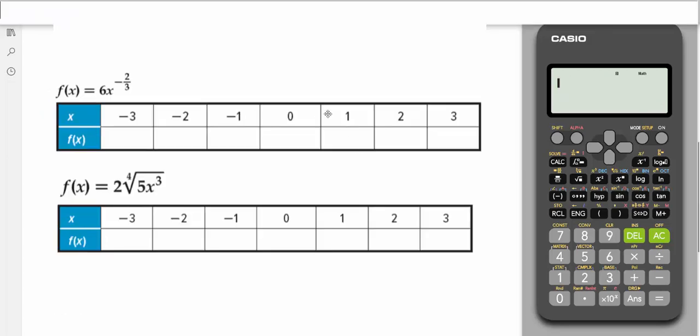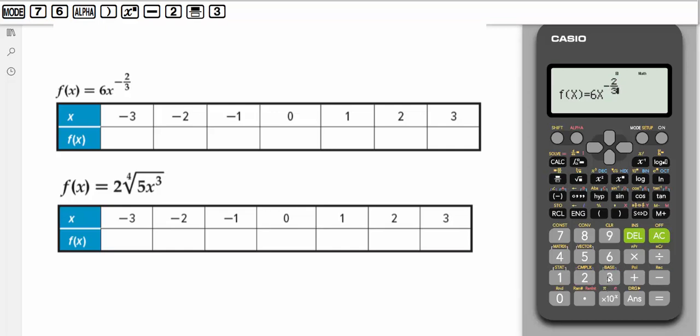Now, we're going to create a table for the function f of x equals 6x to the power of -2 over 3. So we're going to click on Mode, Table, f of x. We're just going to enter 6 alpha x to the power of -2 over 3. So we're starting from -3, ending at 3, and the step is 1.